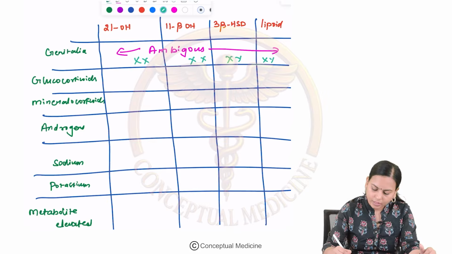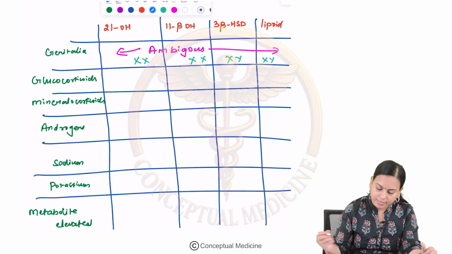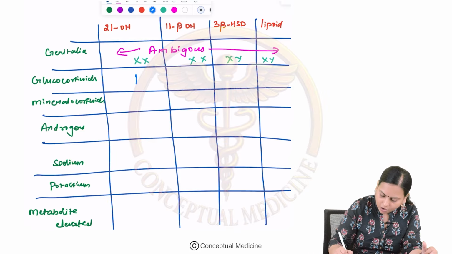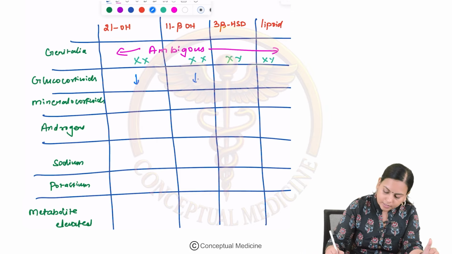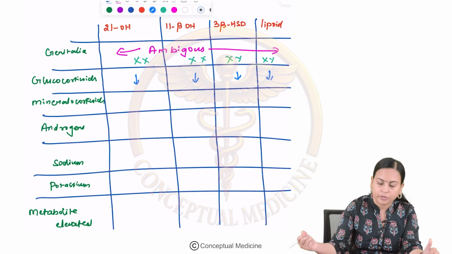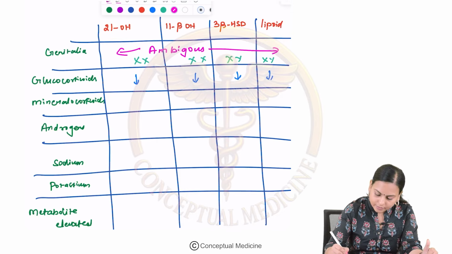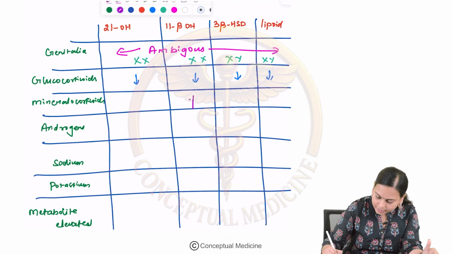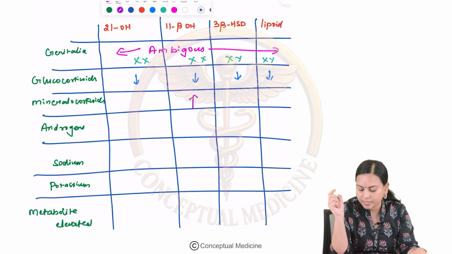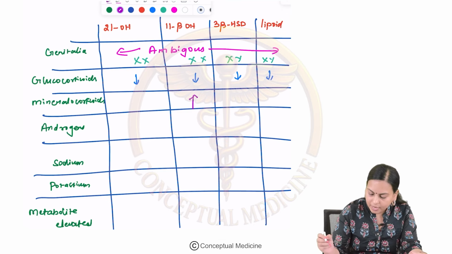Clear? Let's discuss the glucocorticoids. In 21 hydroxylase deficiency or any other condition of congenital adrenal hyperplasia, there will be reduced glucocorticoids. Okay, whereas mineralocorticoids are increased in 11 beta hydroxylase deficiency alone. Okay, but in other conditions, it is going to be reduced.